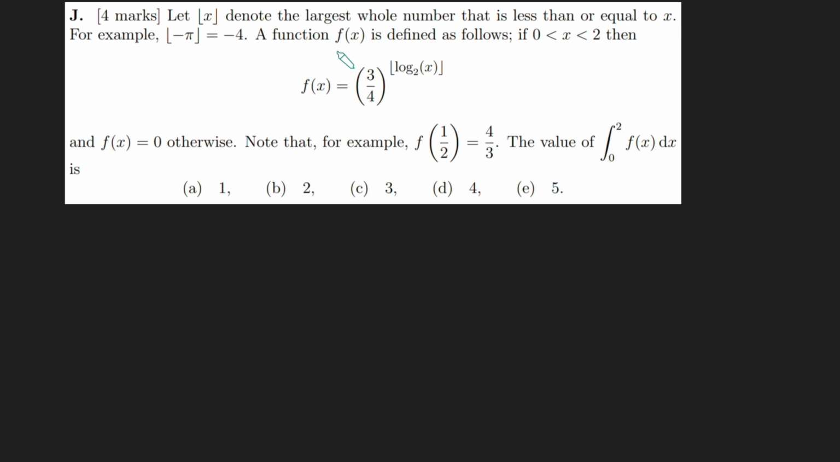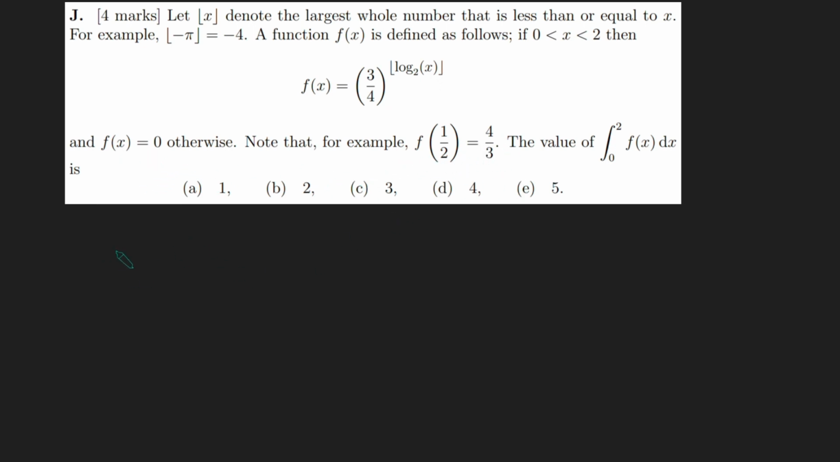A function f of x is defined as follows. If x is between 0 and 2, then f of x equals 3/4 to the power of the floor of log base 2 of x, and otherwise f of x is just 0. So for example, f of a half is 4/3.